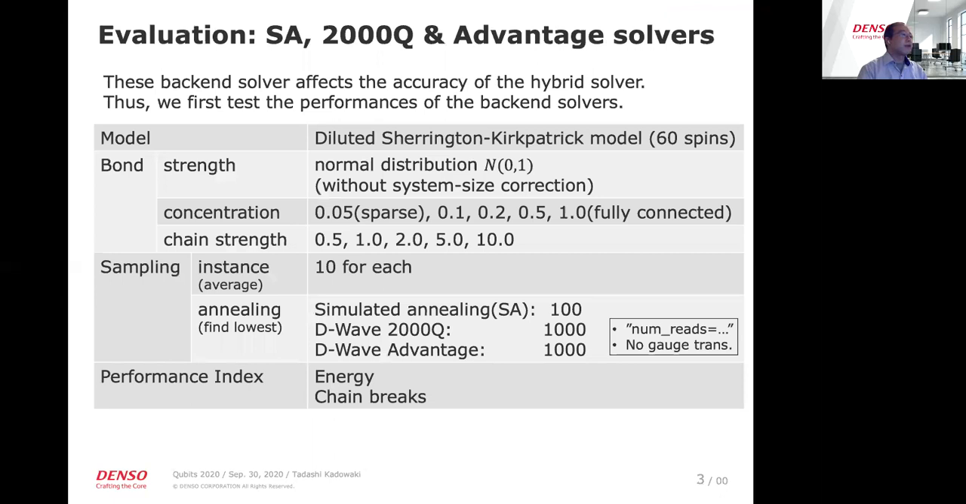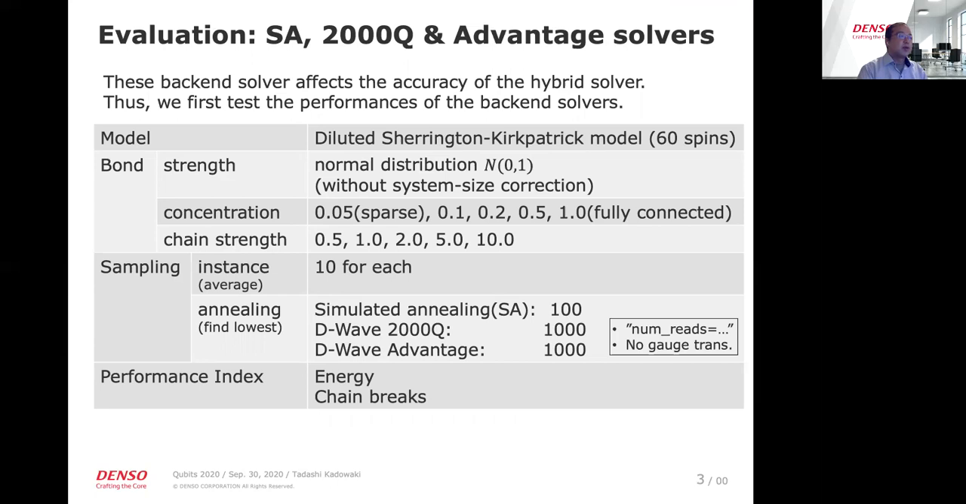First, we will evaluate Advantage and other solvers because those solvers are used in hybrid solvers and they affect the accuracy of the hybrid solvers. We use directed Sherrington-Kirkpatrick model with 60 spins. The bond strength is generated from a normal distribution without system size correction. The concentration of bonds is tested from 0.05 to 1.0. The chain strengths are set from 0.5 to 10.